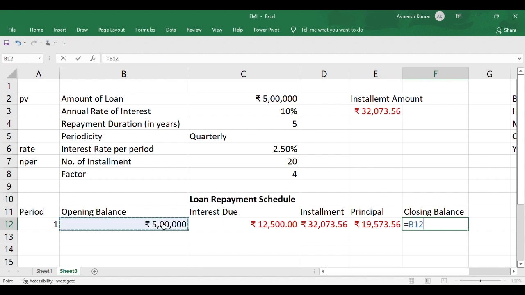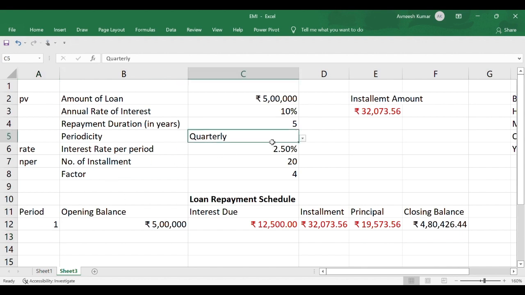opening balance minus principal. So when we are reducing this principal amount from opening balance, closing balance is actually getting increased. Here it is being done so because this is a negative value, and if you reduce a minus thing, that gets plus. So in the formula we edit it here, and instead of the minus sign we enter the plus sign, then we get closing balance.